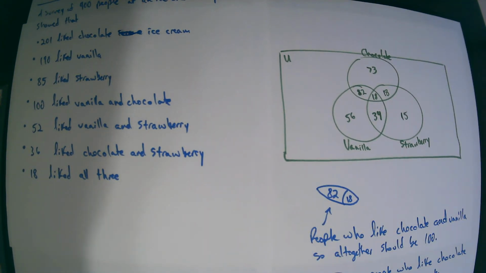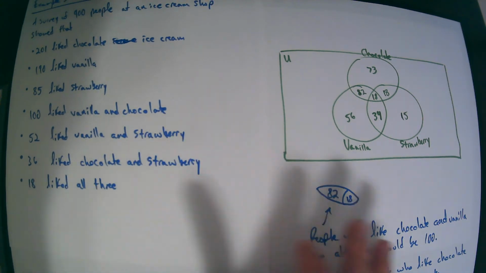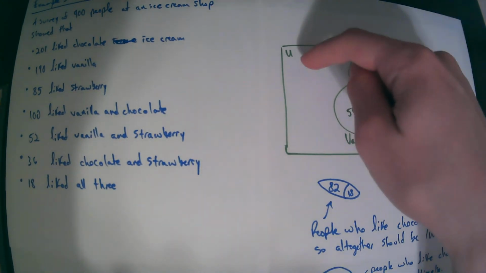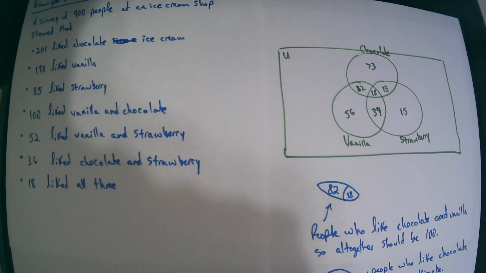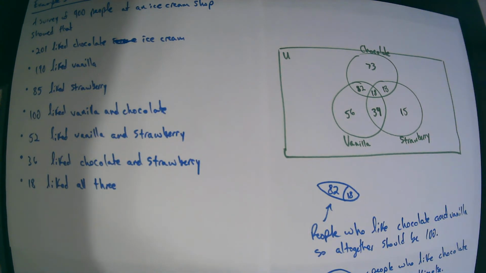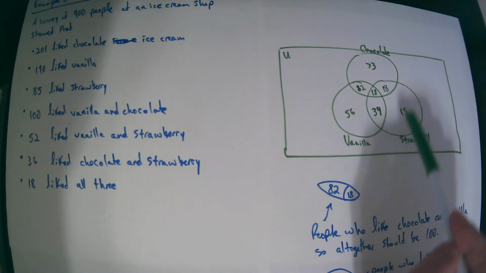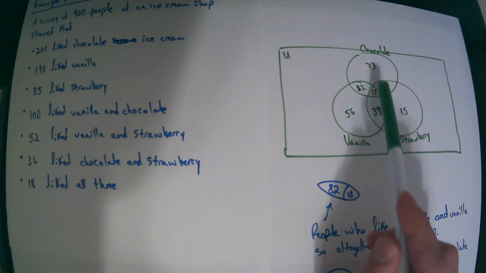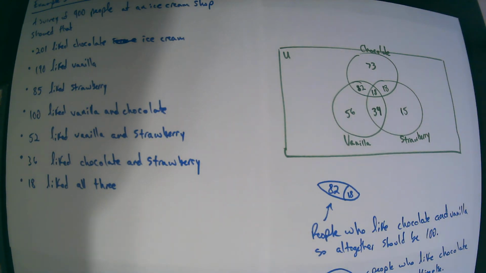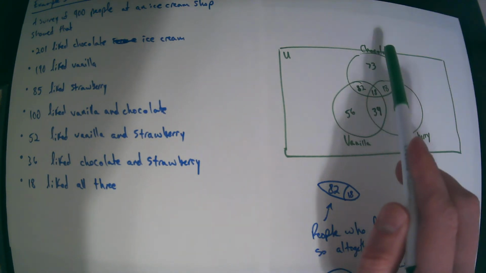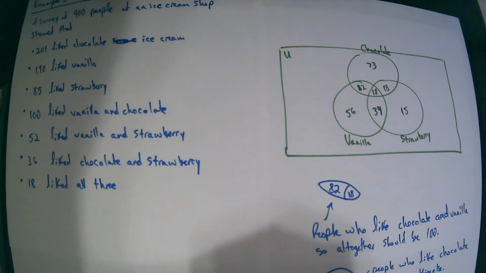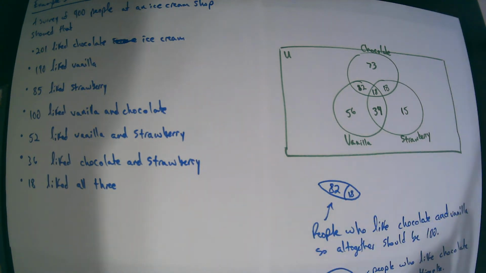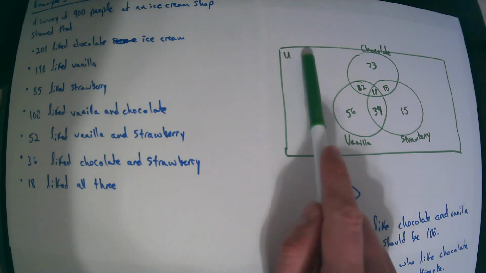The last thing that I can say is how many people are out here in the universal set. There were 400 people surveyed. How many people answered this survey with one of these three answers, or some combination, or all three? How many people answered the survey giving either chocolate, vanilla, or strawberry, or some combination? And how many people are left over? That's the number that will be out here.